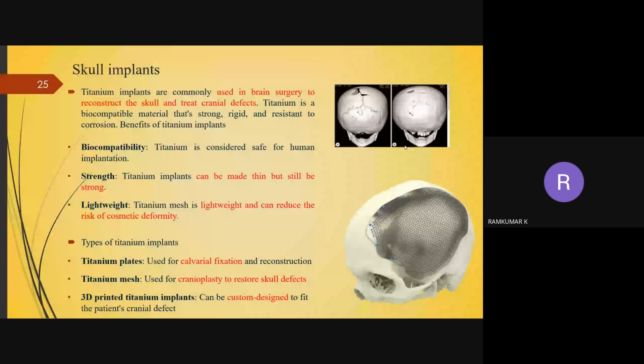After that, the titanium mesh will be used. Here you can see the titanium mesh. If the skull is broken, they will use this kind of titanium mesh to restore the skull defects. This can be easily 3D printed, and some incremental forming processes are also being used nowadays to make this kind of skull.